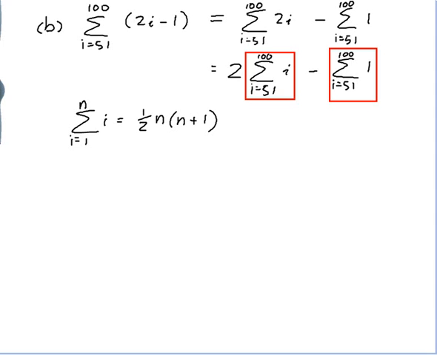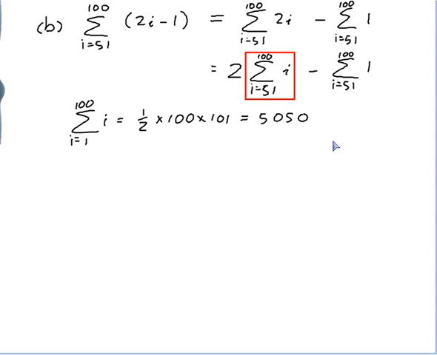Okay, so if I put n is equal to 100 there, the sum from i equals 1 to 100 would be equal to half of 100 times 101. So a half times 100 times 101 is equal to 50 times 101, which would be 5,050. Okay, but I haven't got the sum from 1 to 100. Let's delete this one so we know which one we're talking about. I've got the sum from 51 to 100.